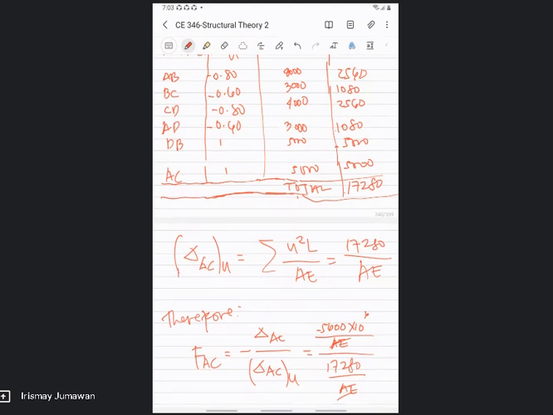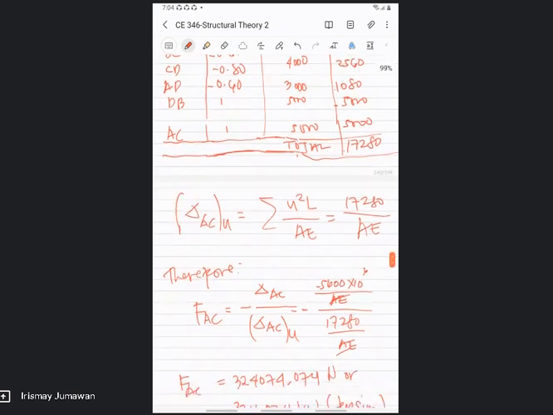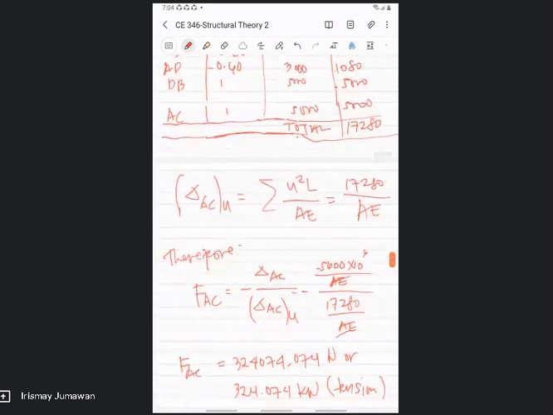So we only have negative 5,600 × 10^6. So ako yung nalimutan. That is negative. So negative. We have to put negative. Ibutangan nato siya og negative. Kay nasayot ta. Okay. So divided by 17,280. So the stress of your member AC is this one. That is 324.074 kilonewton. So that is tension.